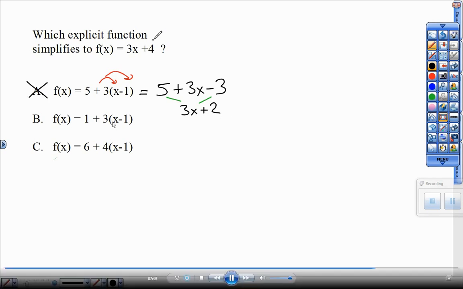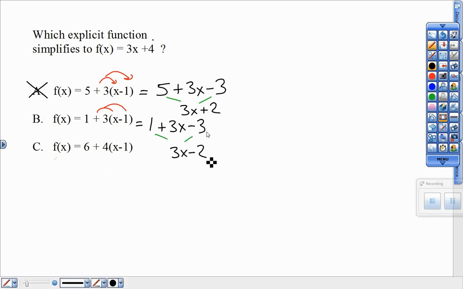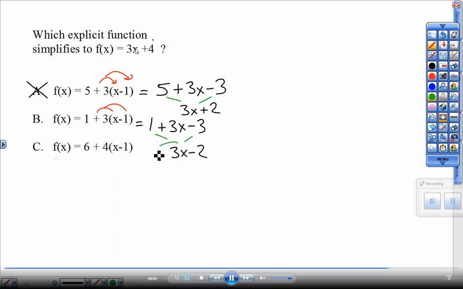The next one, 1 plus 3 times x minus 1: 3 times x, 3 times negative 1 gives me 1 still, plus 3x minus 3. Combine the 1 and negative 3 to give me 3x minus 2. And again, almost, but not quite the right answer. Don't say, oh, that's the same. Nope, those are not the same.